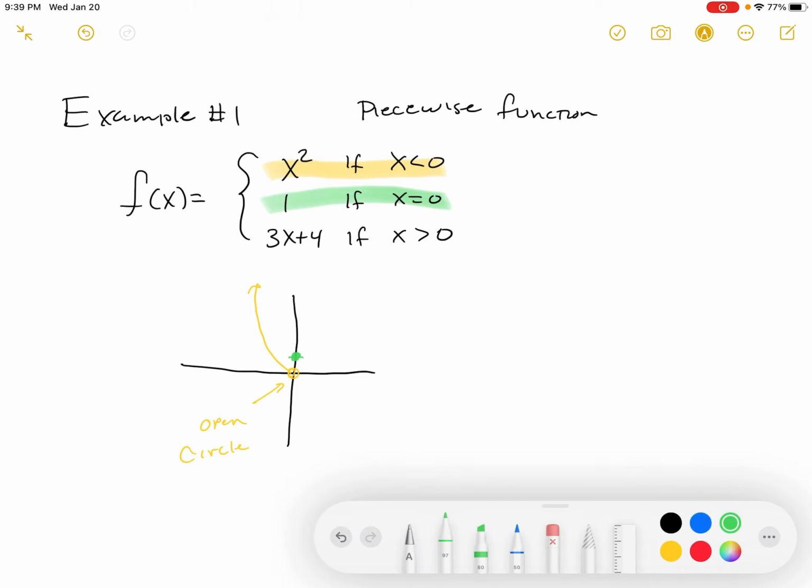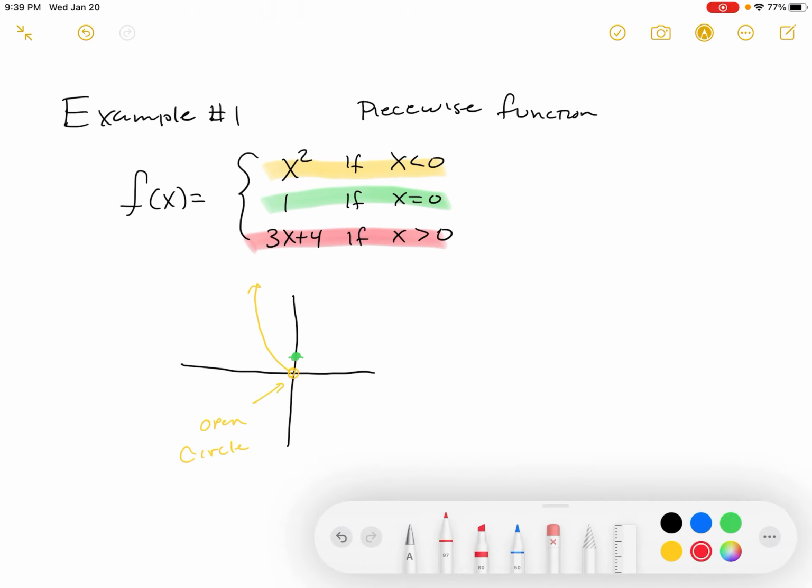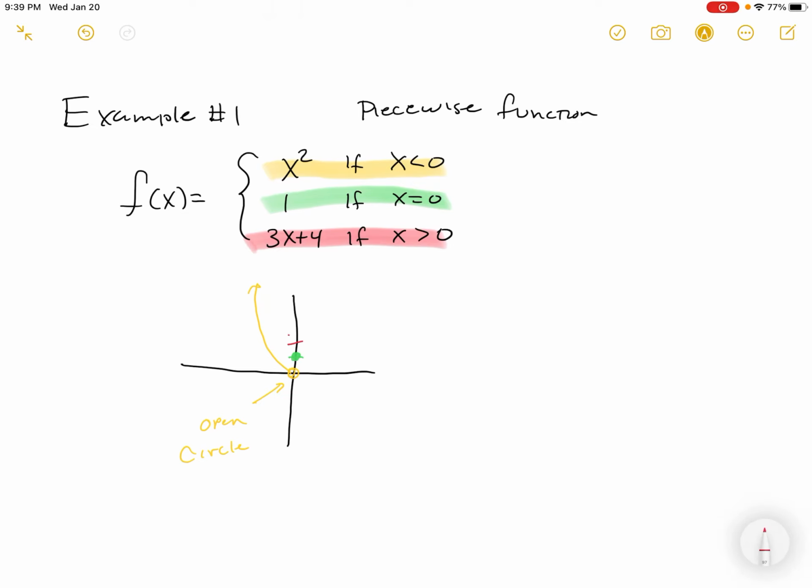And then I'll do the last one in a red highlight, or in red pen. And what is that? That's 3x plus 4 if x is greater than 0. So here's what I would do. It doesn't actually obtain 0, but we need to go right up to that point. So I would plug in 0, and realize when I plug in 0, I get out 4. Okay, and now I don't actually get there, so I'm doing another open circle there.